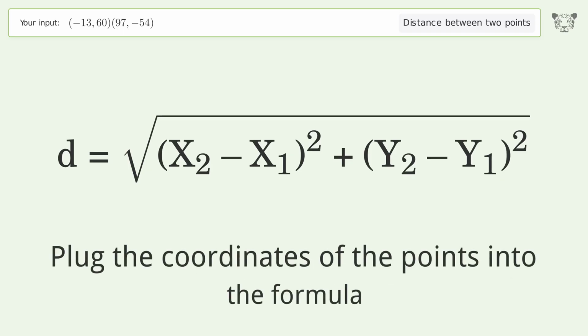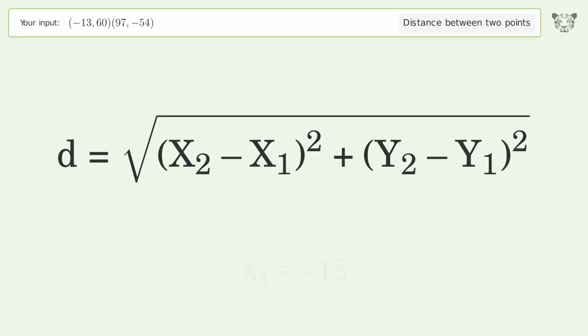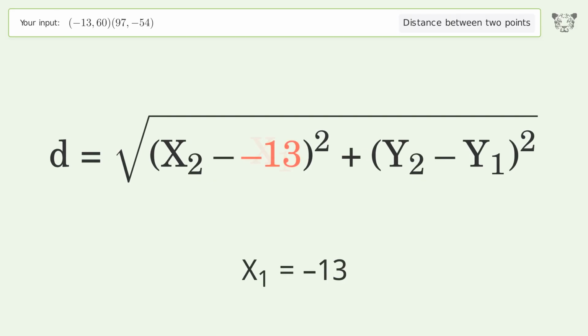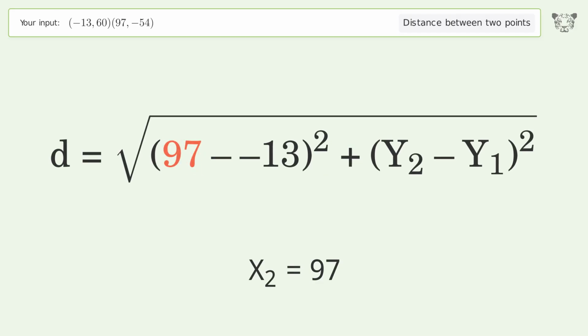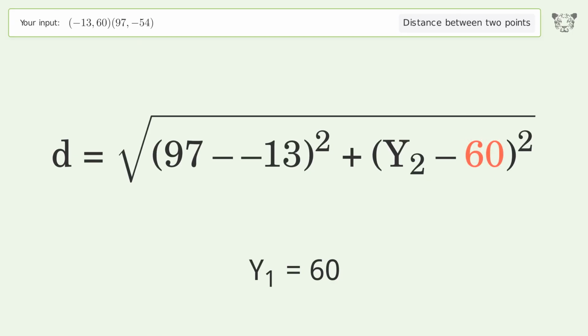Plug the coordinates of the points into the formula. x1 equals -13. x2 equals 97. y1 equals 60. y2 equals -54.